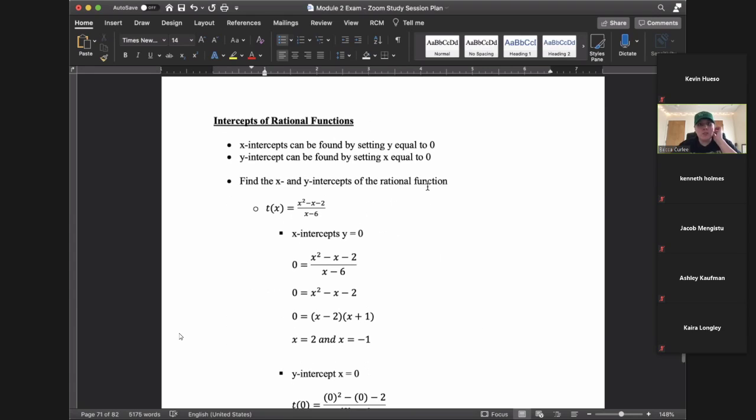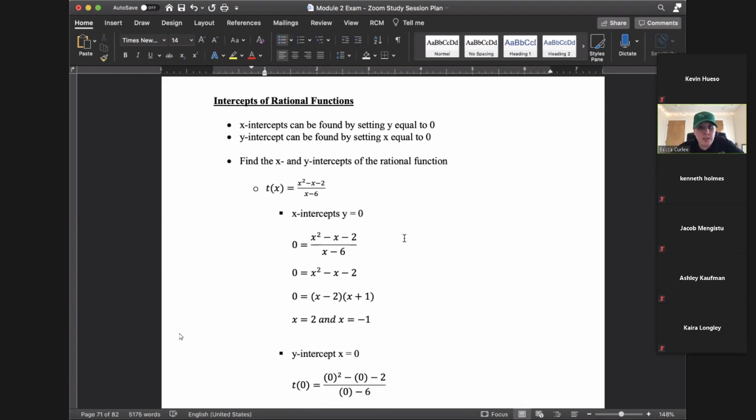All right, intercepts of rational functions. X-intercepts can be found by setting y equal to 0, and y-intercepts can be found by setting x equal to 0. Find the x and y-intercepts of the rational function T of x equals x squared minus x minus 2 over x minus 6. To find the x-intercepts, we're going to set the whole equation equal to 0. T of x or f of x is the same thing as y. So we're going to set everything equal to 0.